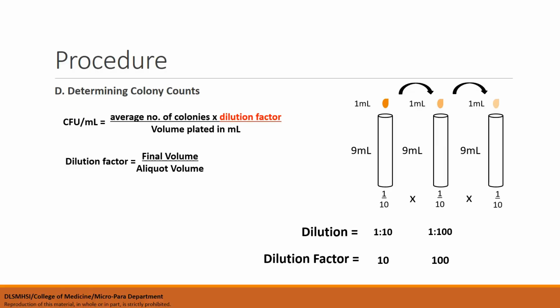The same with tube 3. Multiply it again by another 1:10 dilution. Therefore, tube 3 will have a 1:1000 dilution, and the dilution factor will be 1000. If you are going to use your tube 3 for the calculation, your dilution factor would be 1000.